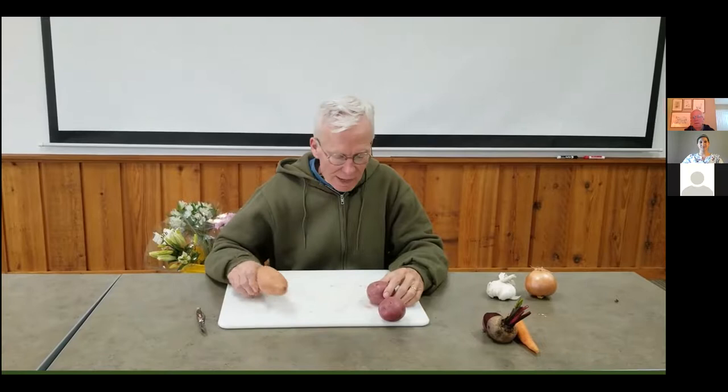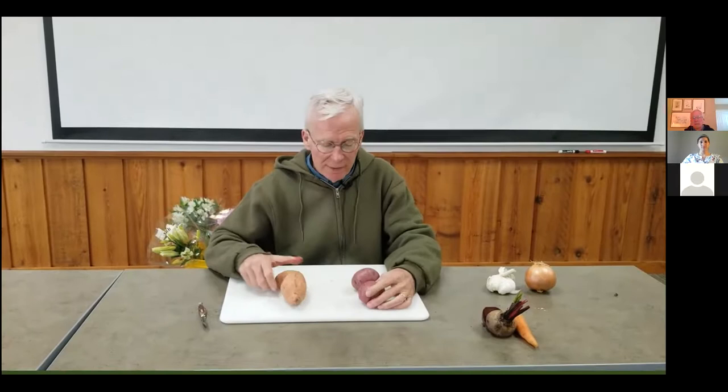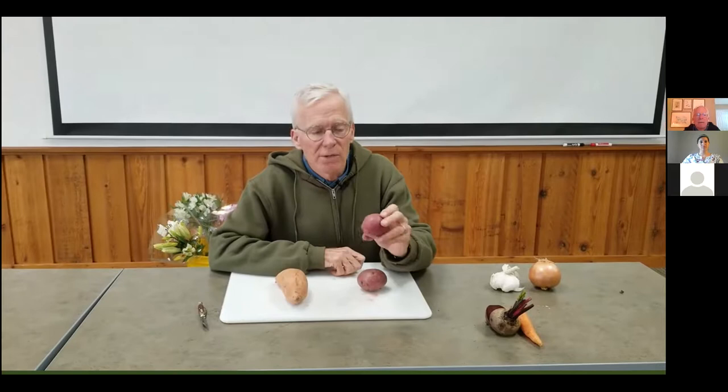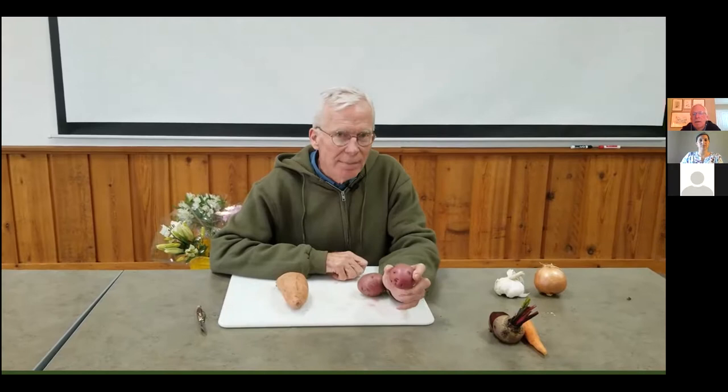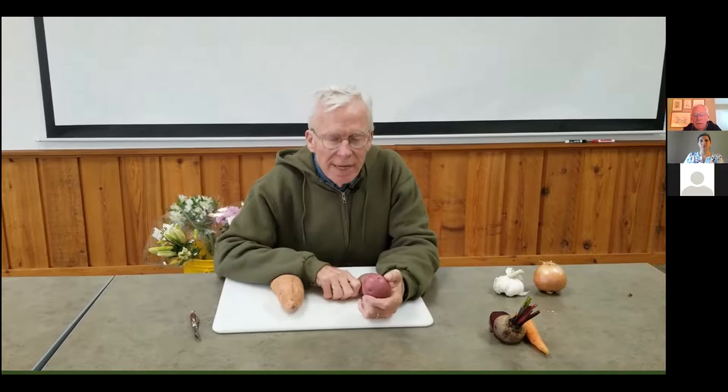Now both of these come from underground, but they're really two different parts of the plant, because with a potato, potatoes like when you make French fries or hash browns or mashed potatoes, potato is an underground storage organ, but it's an underground stem that creates a storage organ. And we know it's a stem because it has buds, and roots don't have buds.